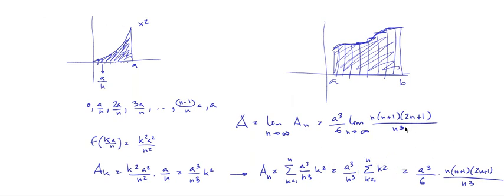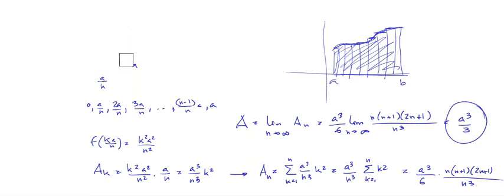This limit, if you see, this is n times n plus 1, which goes like n squared, and this is like 2n cubed divided by n cubed. This limit is 2. So this area is a cubed divided by 3. That's the area between 0 and a below the function x squared. So that's the idea behind this method.